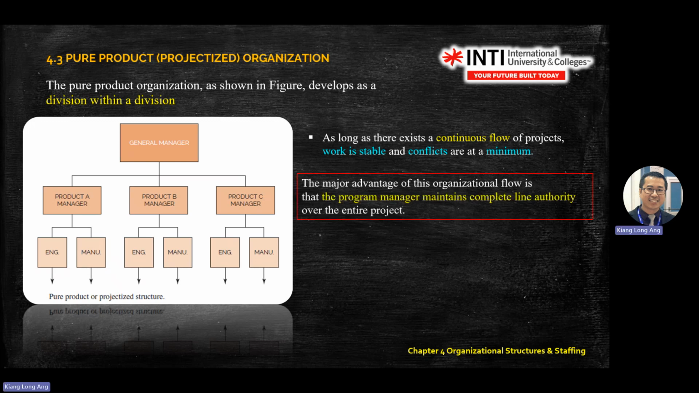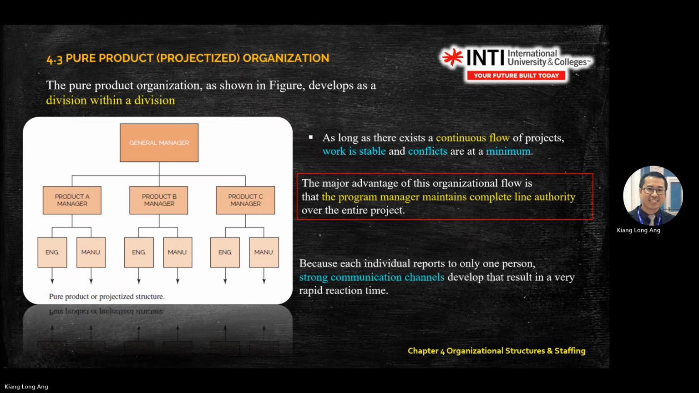Major advantage of this one is the project manager maintains complete line of authority. Because the project manager, you handle products, deliver products or services. So the traditional one is the line manager or functional manager, they have the full authority. But when it comes to pure products or projectized, if you are someone who is elected or appointed as project manager, it means you have the complete authority over the decision. Because the individual reports to only one person, which is the project manager, the strong communication channels are there, because you only report to one person, one project, you deal with this person.